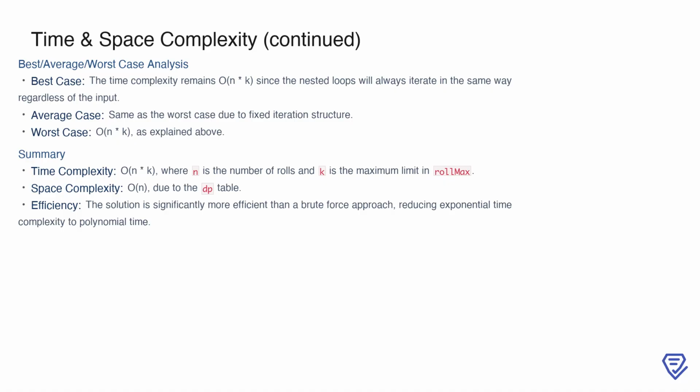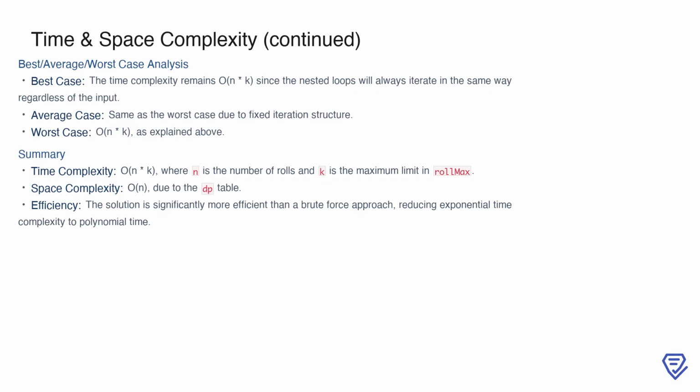To evaluate the algorithm further, we can examine the best, average, and worst case scenarios. In all cases, the time complexity remains O(n*k), because the structure of the nested loops does not change based on the input. The outer loop always iterates n times, and the inner loops iterate according to the fixed constraints of the problem. This consistency means the best, average, and worst case complexities are all the same.